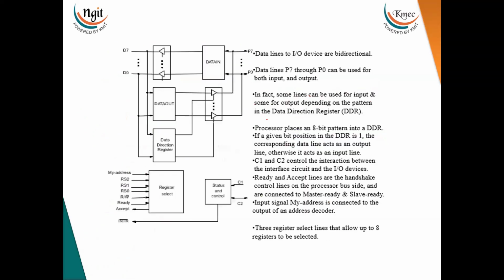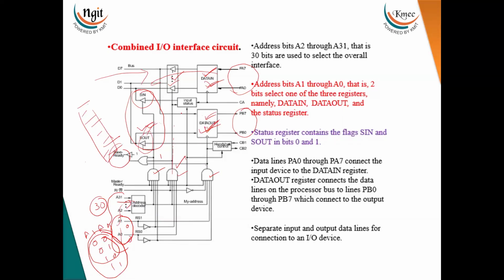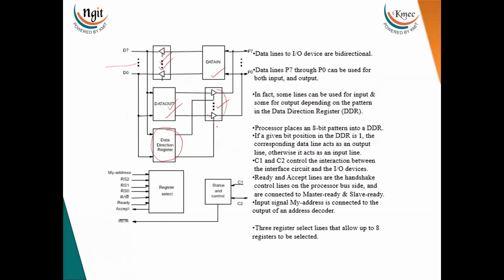This diagram we are trying to analyze with blocks. This is the data in register and the data out register. This is the data in buffer register, and this is the data out buffer register. Direction means whenever the processor wants to read the data, it will enable this buffer register. If the processor wants to send data to the output register, then this direction will enable this buffer. These AND gates are inside this direction register, so depending upon which AND gate is enabled, it will enable these buffers.